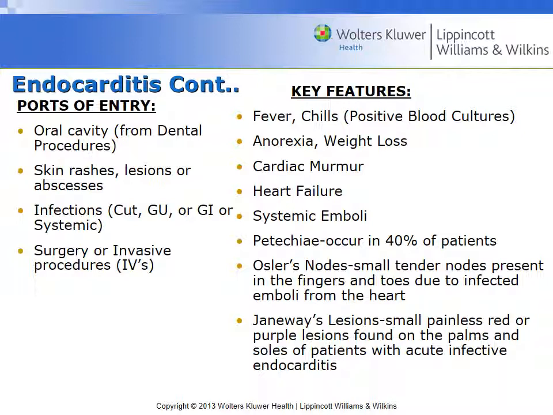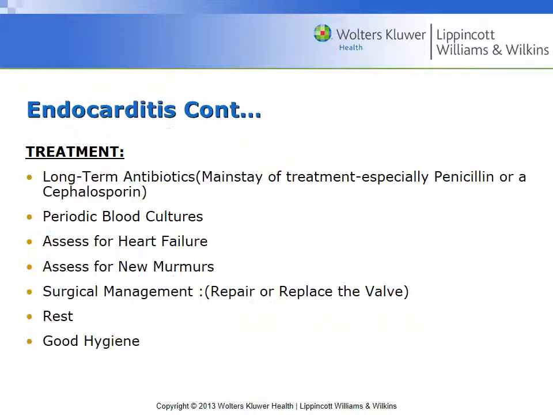Some of the key features of endocarditis include fever, chills, positive blood cultures, anorexia and weight loss, a cardiac murmur, heart failure, systemic emboli, and petechiae, which occur in 40% of patients. Two other key features of endocarditis include Osler's nodes, which are small tender nodes present in the fingers and toes due to infected emboli from the heart, and Janeway lesions. Janeway lesions are small, painless red or purple lesions found on the palms and soles of patients with acute infective endocarditis. It is critically important that nurses understand Osler's nodes and Janeway lesions and what they are.